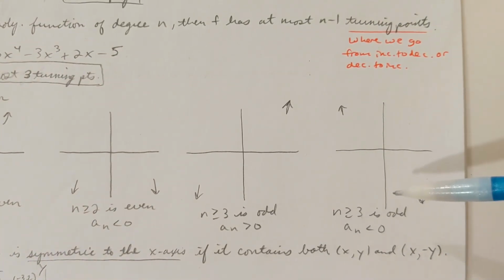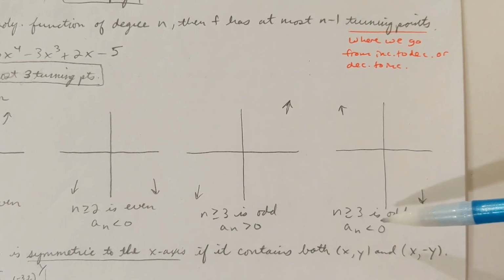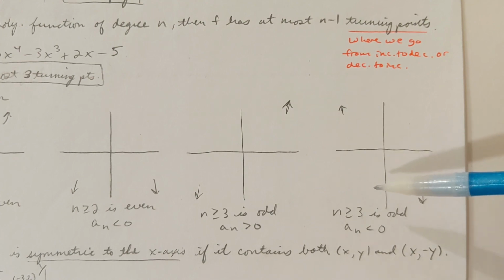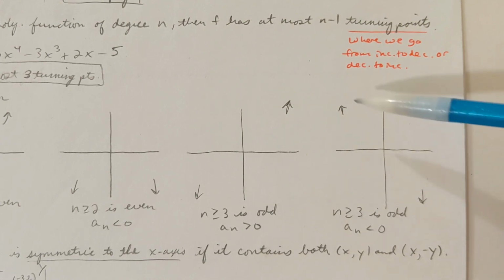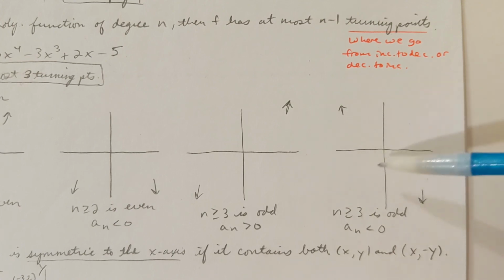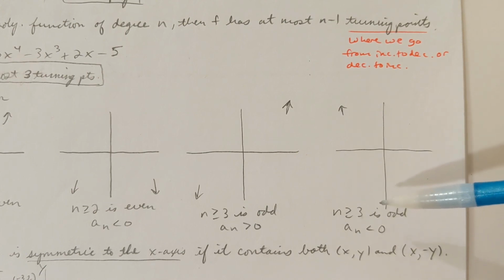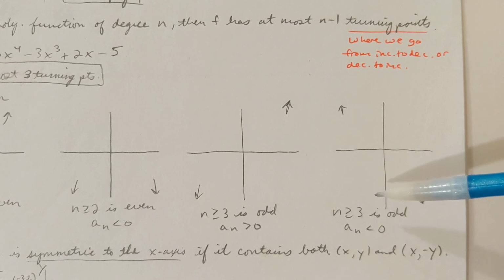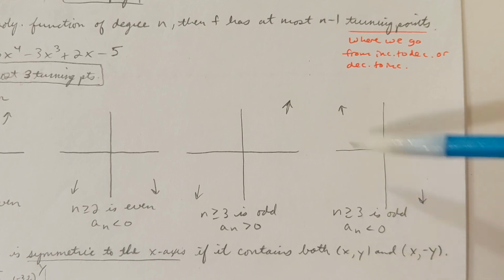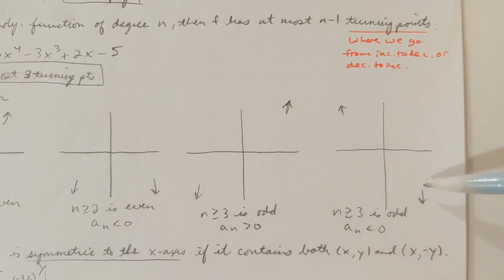If n is greater than or equal to 3, and that's odd, and a sub n is less than 0, then by transformations, I'd have a reflection about the x-axis, and I'd open up on the left and down on the right. Again, I have no idea what happens here in the middle. I could have a polynomial that's degree 5, with a negative number in front of that. Well, I know what happens on both ends. It opens up on the left and down on the right. I don't know what happens in the middle here.